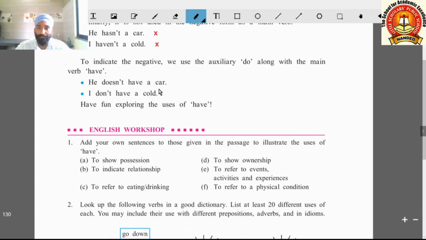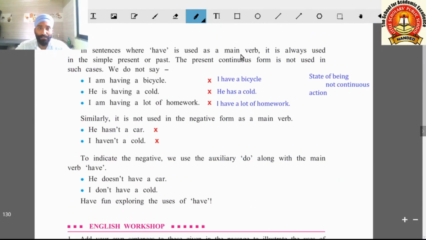Here we are going to see that in sentences where have is used as a main verb, it is always used in the simple present or past. You know, in simple present or simple past, we don't use the ing form of the verb. I am having a bicycle. Frequently we hear such sentences. People say I am having. But at every place you cannot use this having. Very few places are there where you can use having, such as I am having my lunch.